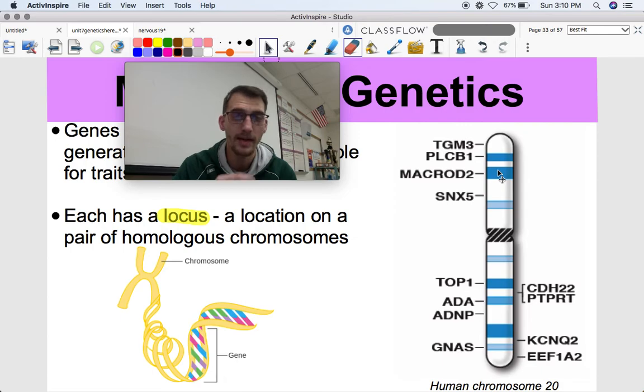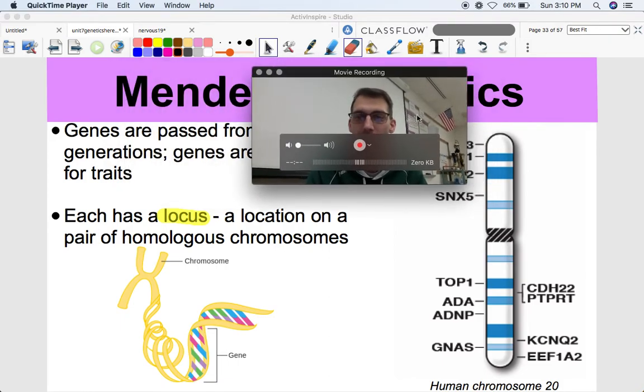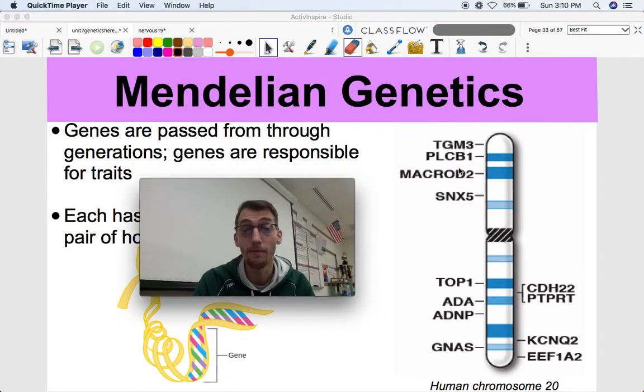So what we've been looking at before, when we were studying karyotypes earlier in this unit, we saw that some of these chromosomes had stripes on them, and those are different genes. Okay, and there are bunches of genes located on chromosomes, but these are some of the major ones that we might find on human chromosome number 20. And don't ask me what these stand for, because I really don't know. Maybe at one time in my life I knew, but these are all different genes located on a human chromosome, right?